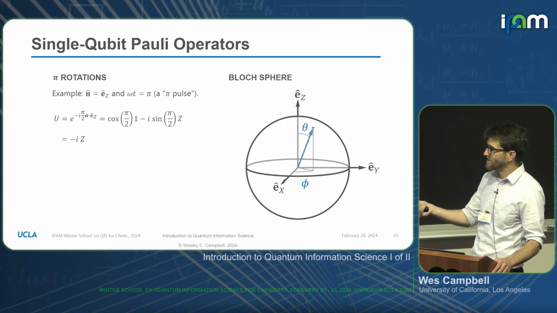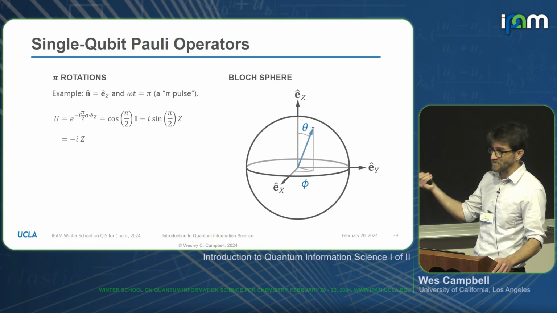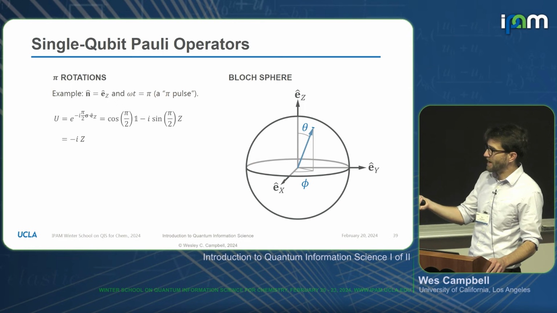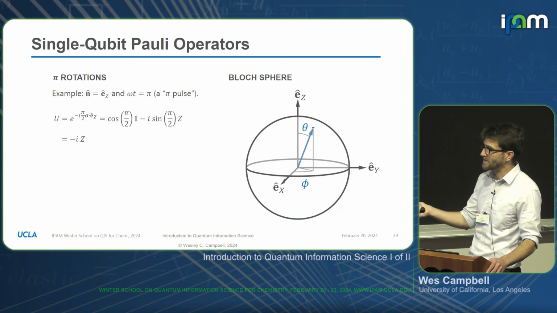When I look at what this expression turns into, we're going to have cosine of pi over 2, which is 0, and then we have minus i sine of pi over 2, which is 1 times Z. So rotation through pi about the z-axis gives us minus i times the Z operator. That is the evolution operator associated with it.